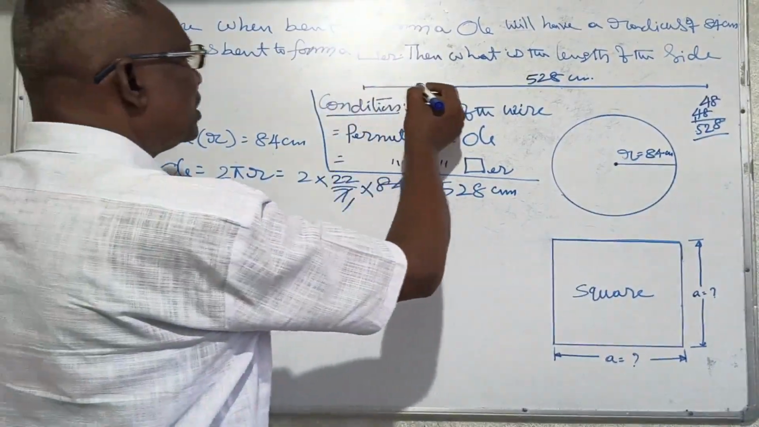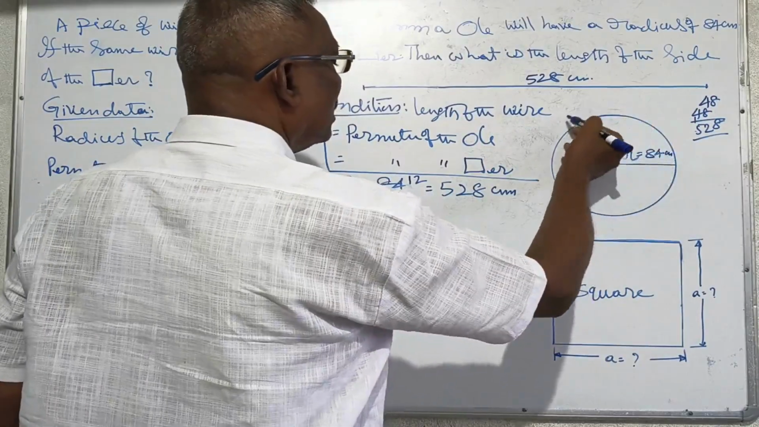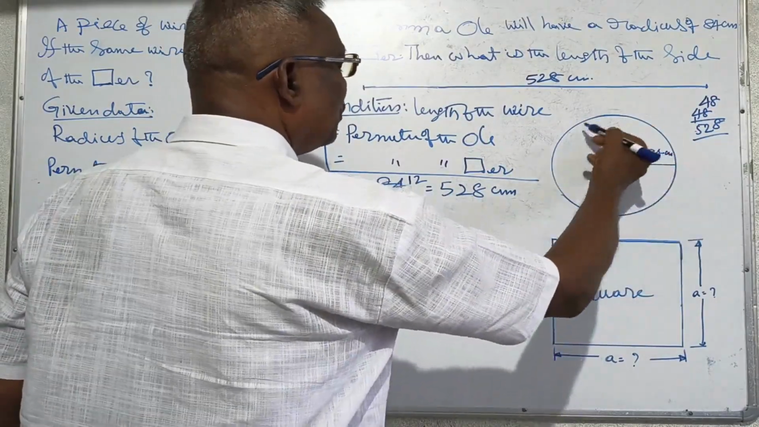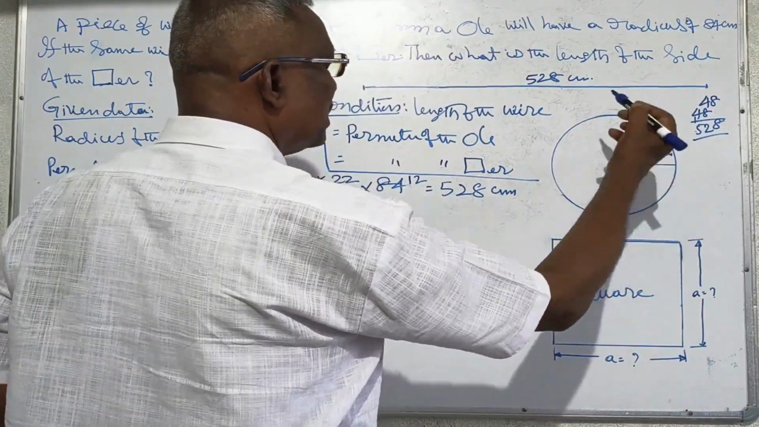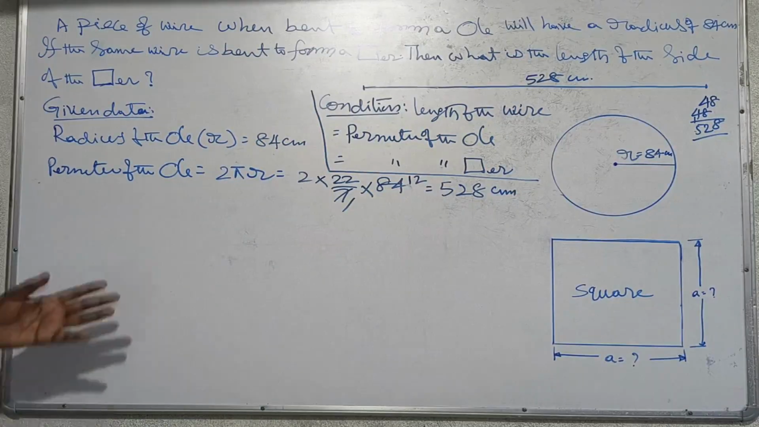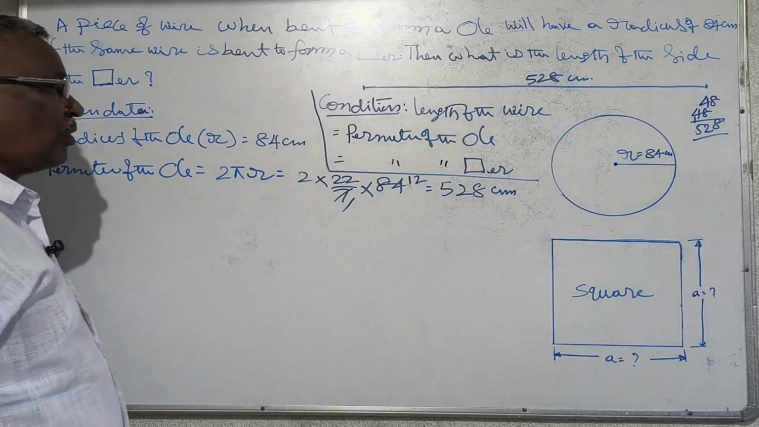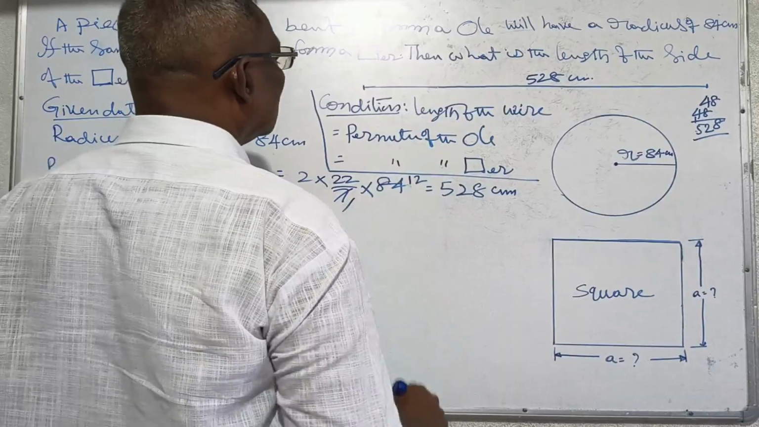So this 528 centimeter wire is bent in the form of a circle, and it has the radius of 84. So this is the first condition. What is the second condition?